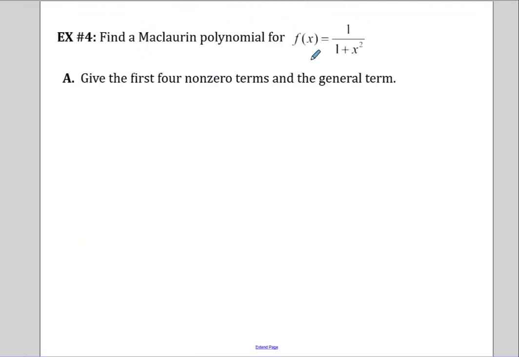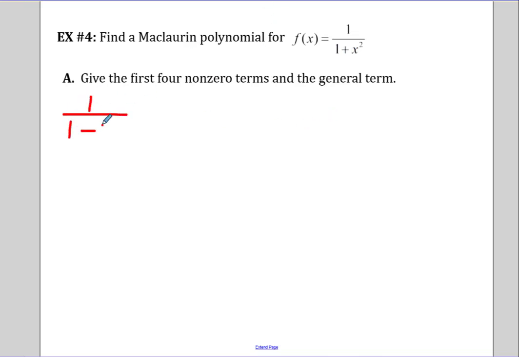Example 4, we're going to find a Maclaurin polynomial for f of x as 1 divided by 1 plus x squared. Now we saw one similar to that in the last lesson, but I believe that the square was on the outside of the denominator. So in this case, remember our pattern.